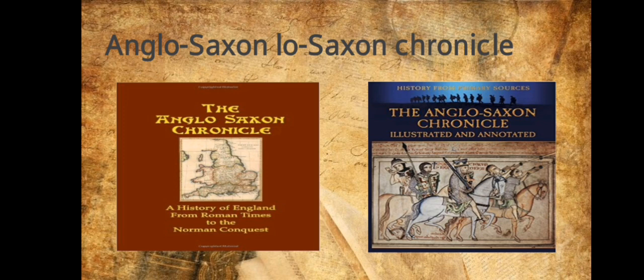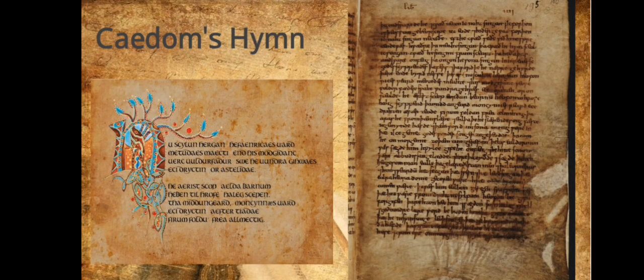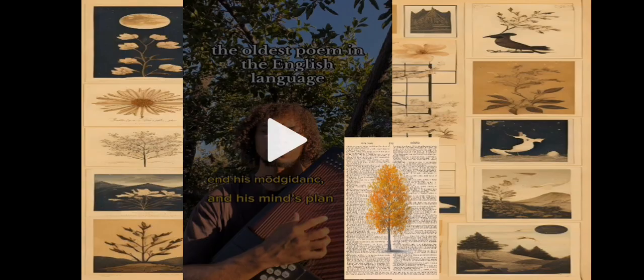So now let's move on to Caedmon's Hymn, one of the earliest surviving examples of Old English poetry. As you can see, guys, Caedmon's Hymn is a short poem that praises God as the creator of the universe. So themes of creation and praise, God's power. So I have here some examples, and I want you guys to watch this video.